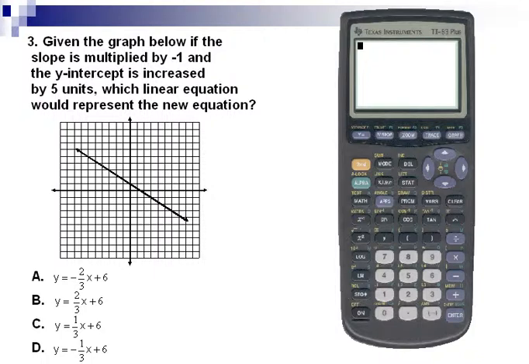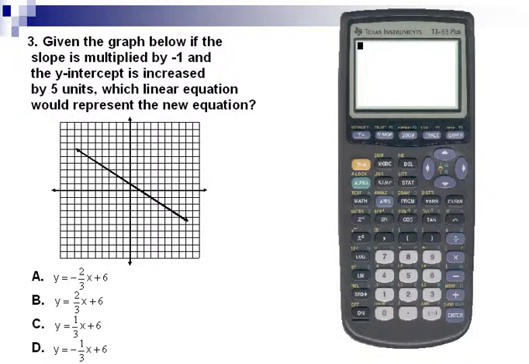Problem number 3 tells us we are given the graph below. If the slope is multiplied by negative 1 and the y-intercept is increased by 5 units, which linear equation would represent the new equation? We're going to begin like we always do when looking for an equation.